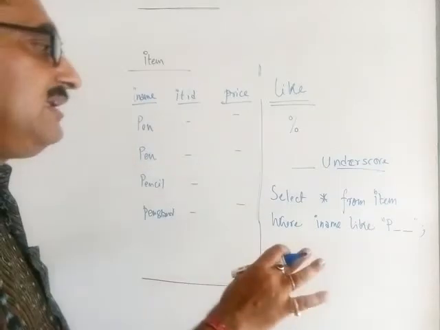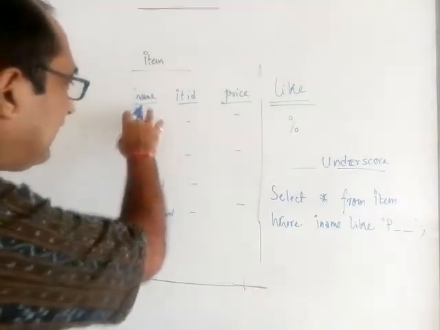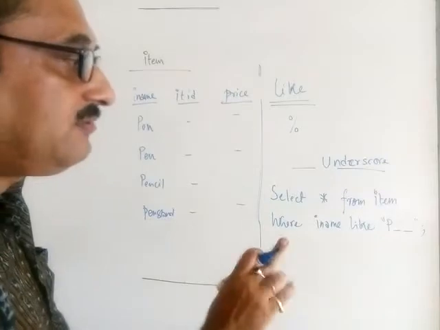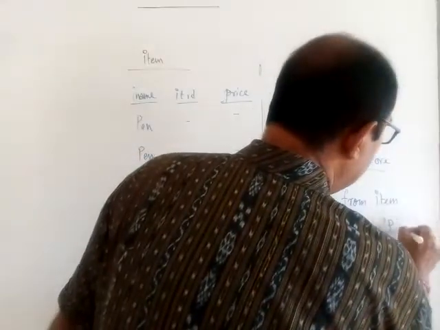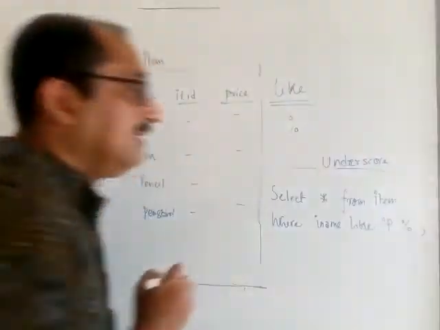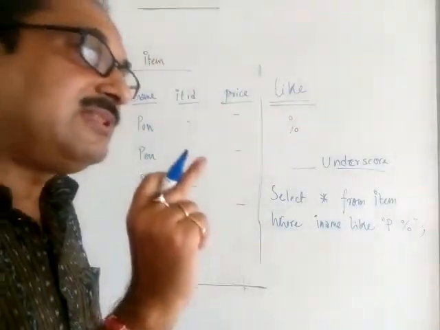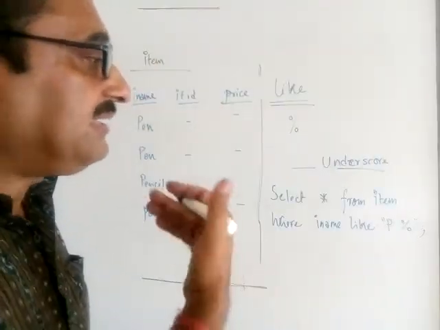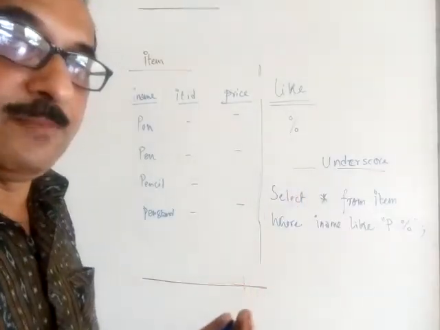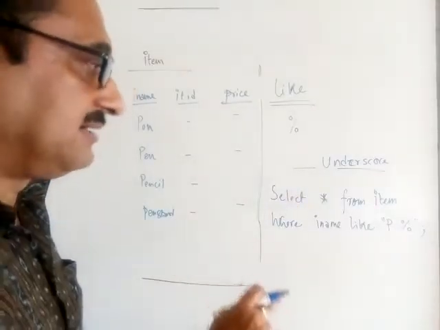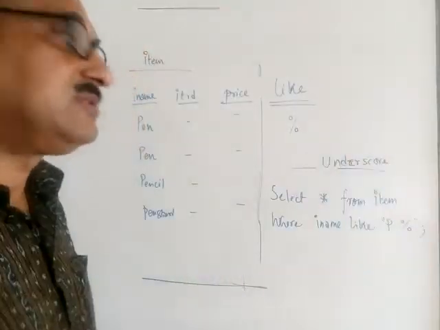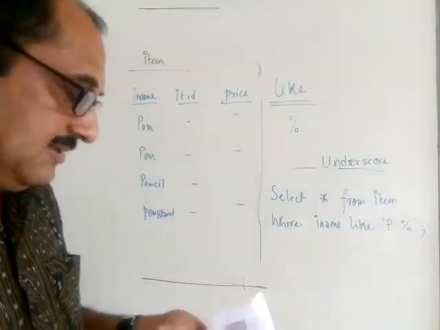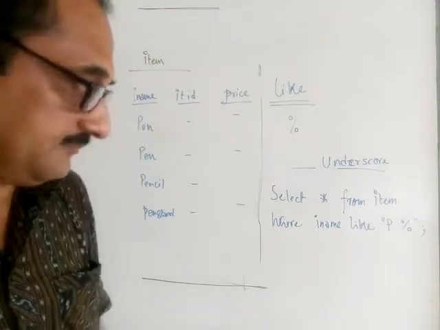On the other hand, if you want to mean all the item names which begin with the letter P, then you need to write P percentage. That means the name will begin with the letter P and the remaining characters can be anything, any number of characters. So pen, pencil, pen stand, any number of characters will fit in. So any name it will mean. That is one way of doing it.